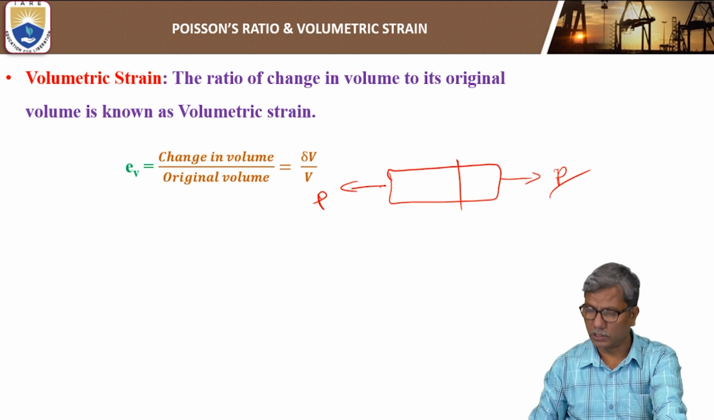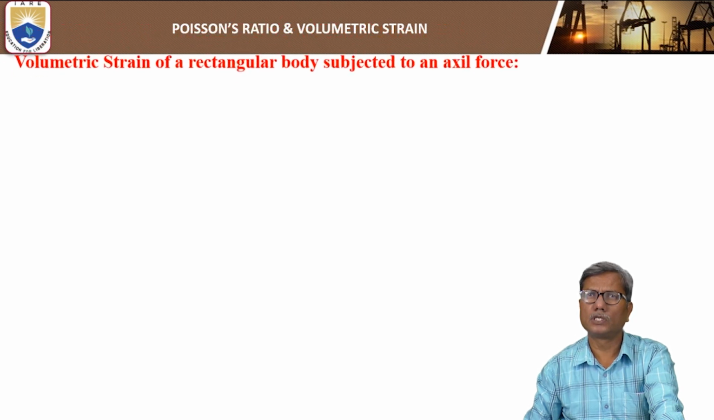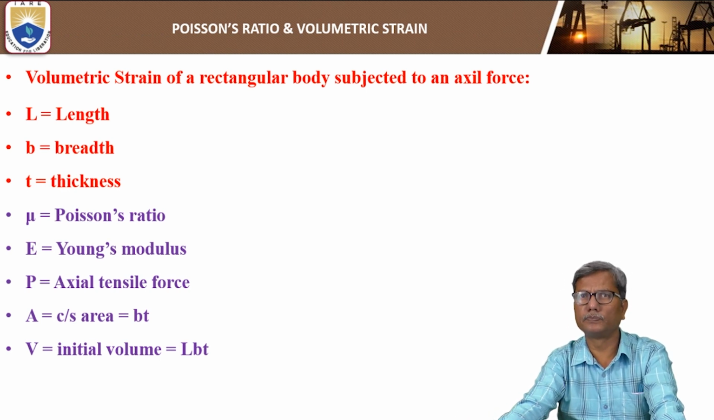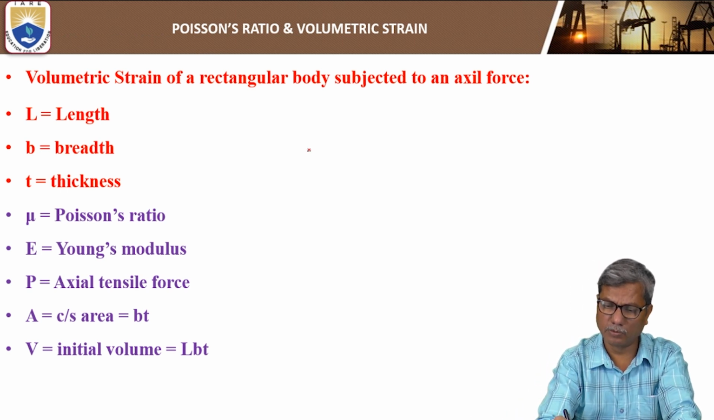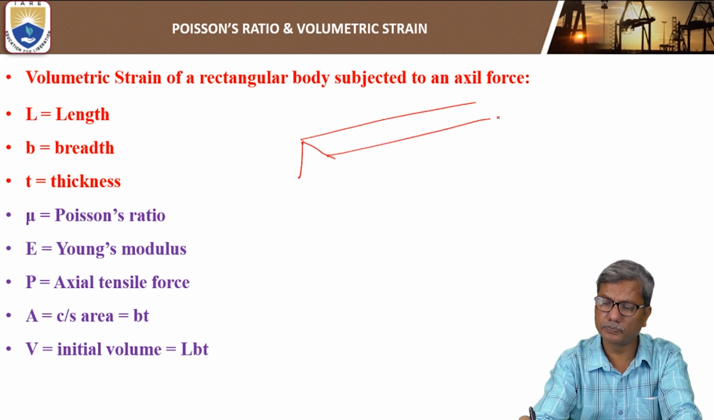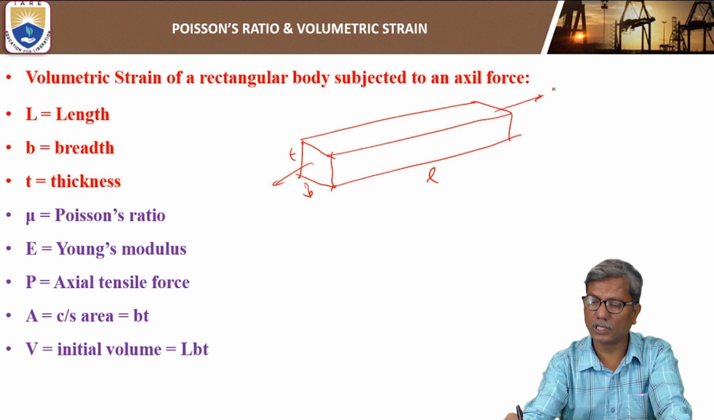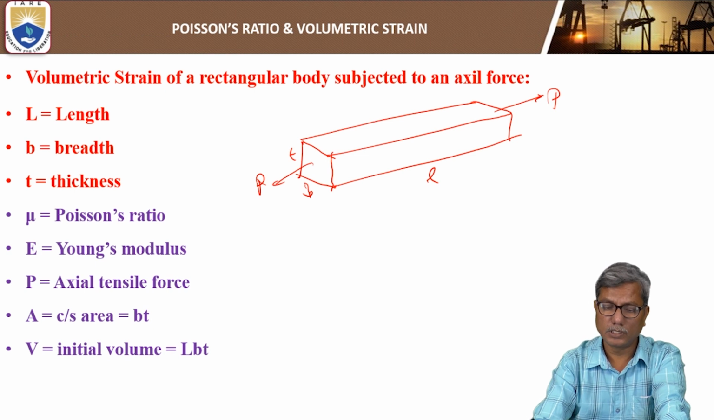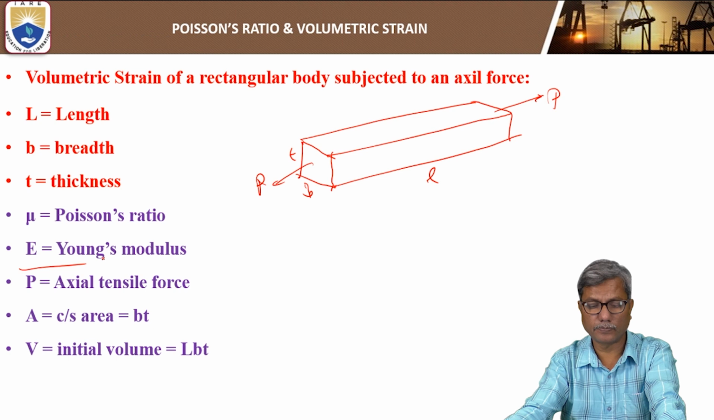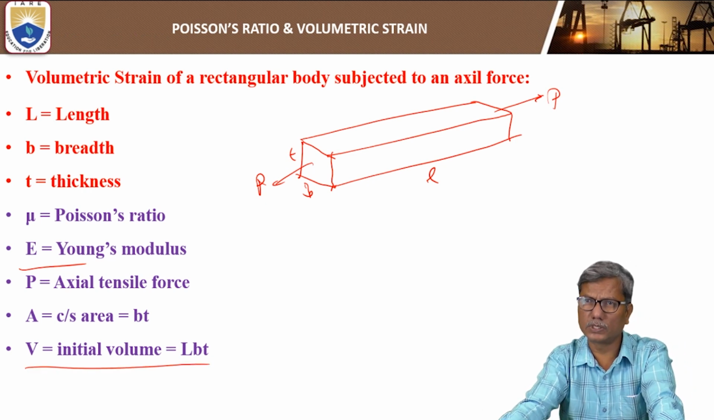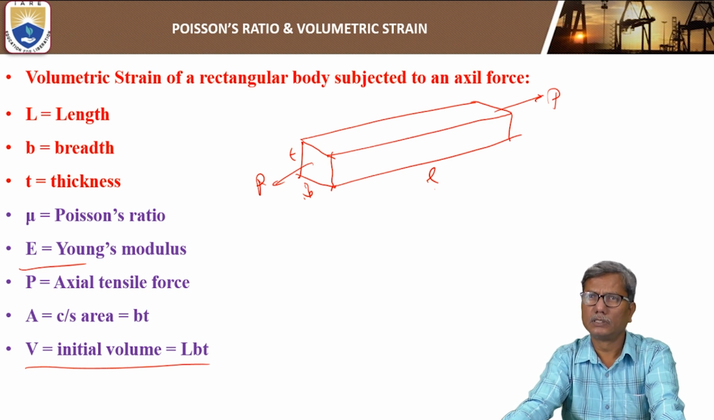The change in volume is delta V and original volume is V. So the ratio delta V by V is said to be the volumetric strain. Now let us consider a rectangular bar of dimensions L, B and T, length, breadth and thickness, subjected to a force in the axial direction P, and E is Young's modulus. For this member, the initial volume before application of forces is length into breadth into thickness, LBT.